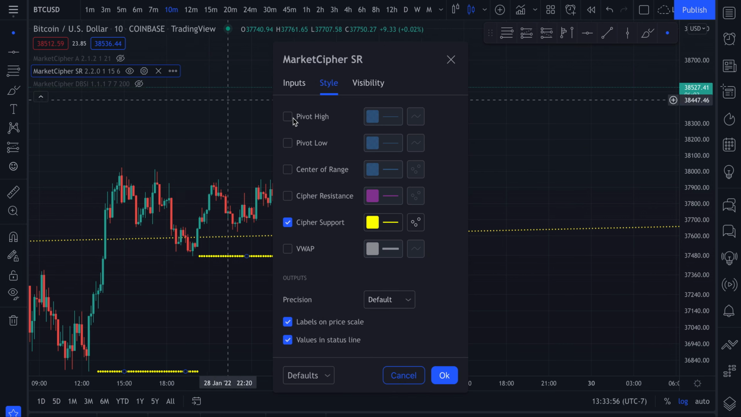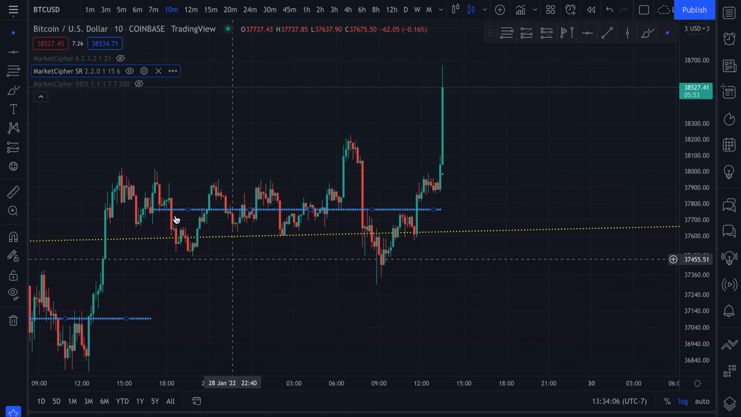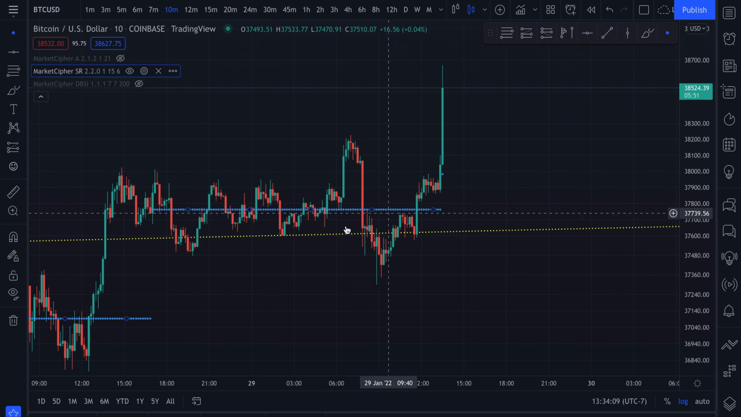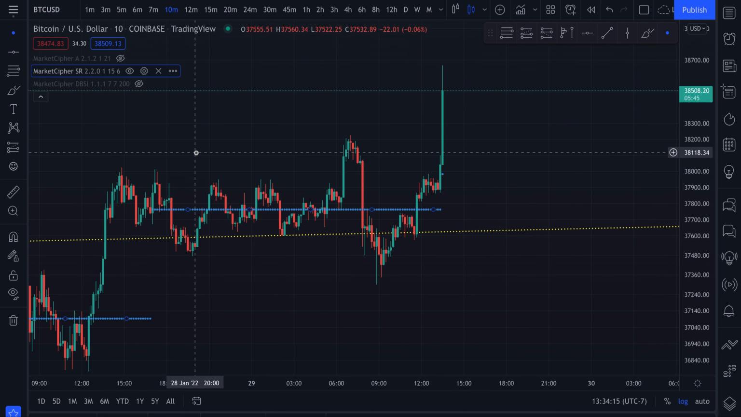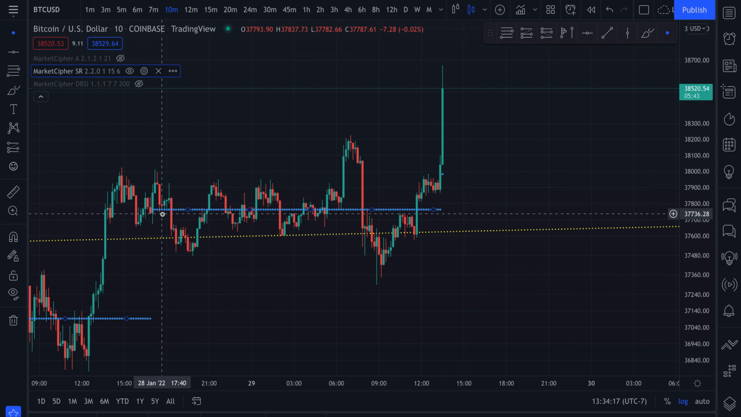Next, we're going to be moving on to the range median. And that's going to be right here, center of range. And it is these blue dots, my bad. Blue dots. And what these signify is just the center of the range.